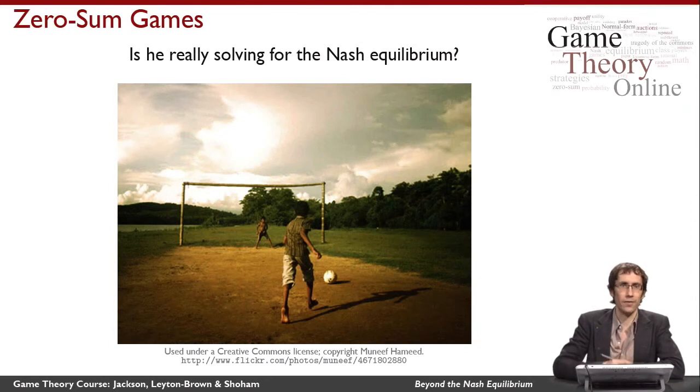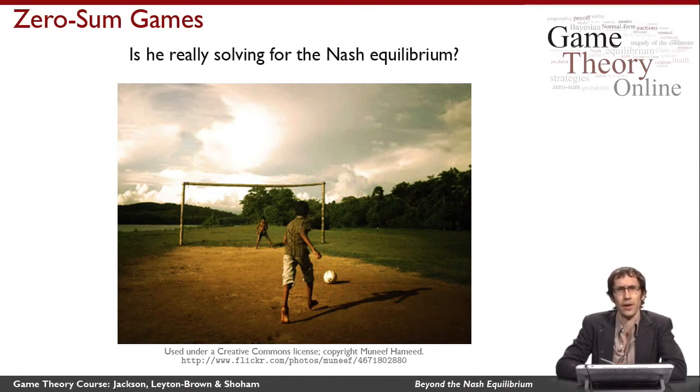Secondly, I'd like to revisit our question of soccer goal kicking. And I'd like to ask, is it really the case that when a player prepares to take a penalty kick, he's really solving for the Nash equilibrium? Now, we did see experimental evidence that shows that the Nash equilibrium is a pretty good description of what actually happens in these situations. But is it the case that the players are really thinking about the idea of Nash equilibrium? That doesn't seem right.